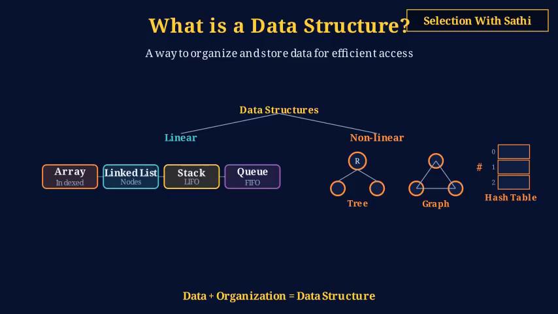Data structures are broadly divided into two types. Linear structures like arrays, linked lists, stacks, and queues where data is arranged in a sequence. And nonlinear structures like trees, graphs, and hash tables where data has more complex relationships. The choice of data structure depends on what operations you need, how frequently you perform them, and the type of data you are working with.